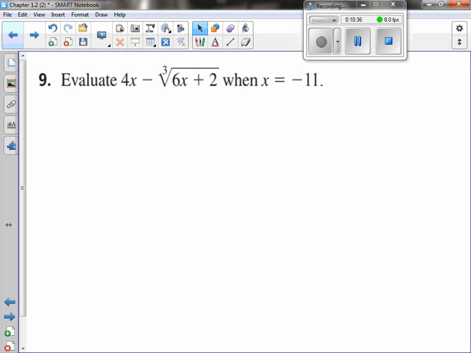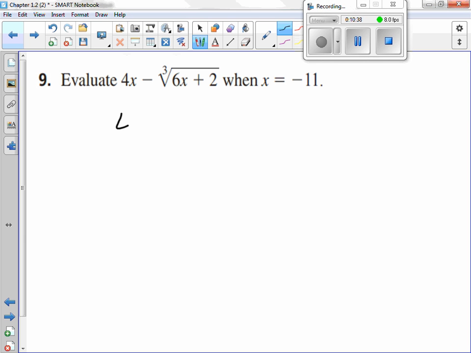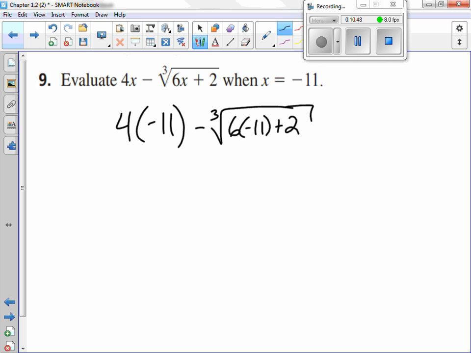So when we plug negative 11 in, to plug it into the calculator, I kind of skipped that. We're going to plug in negative 11 for x there. 6 times negative 11 plus 2. And we plug all this in, we'll get negative 40, or should get negative 40. And that is it. That's all we have to do for this problem here. Awesome.